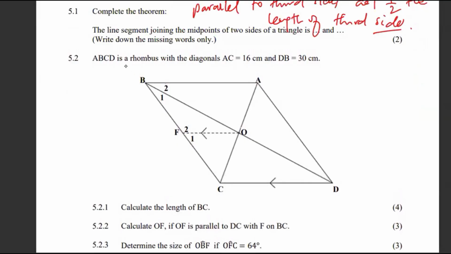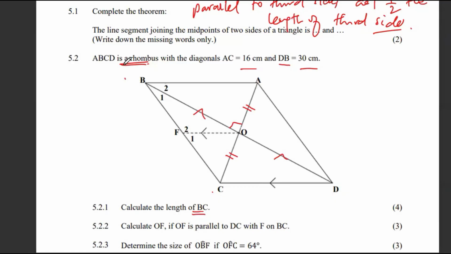Then 5.2, they're telling us that ABCD is a rhombus. What do we know about a rhombus? One, opposite angles are equal. Opposite sides are parallel. The diagonals meet at 90 degrees. Good. So meaning that this is the same as that. This is the same as that. This is a 90. So they're telling us that AC is 16, and then DB is 30. Calculate the length of BC.